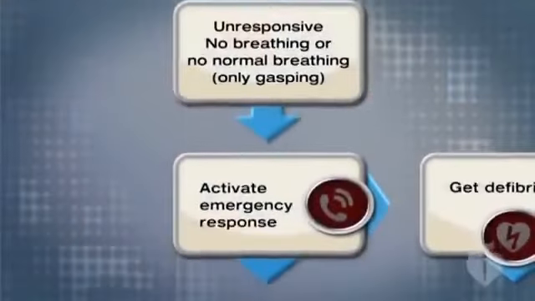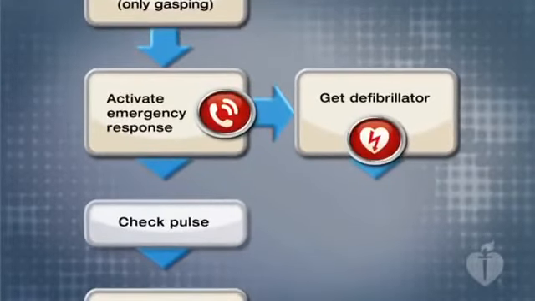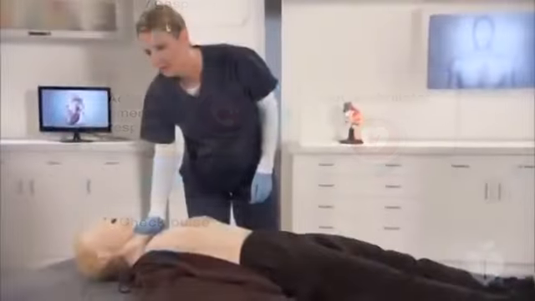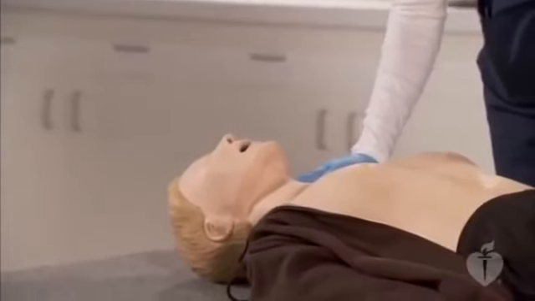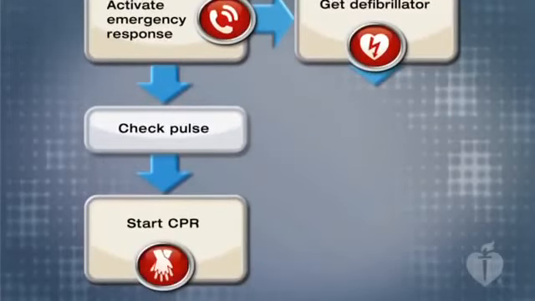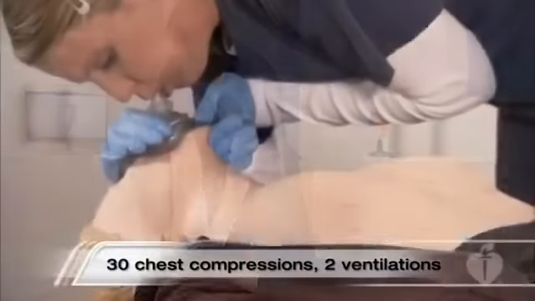If the patient is unresponsive, then move to Step 2. Activate the emergency response system and get an AED. Step 3, circulation. Check the carotid pulse. Do not spend more than 10 seconds checking for a pulse. If you cannot feel a pulse within 10 seconds, start CPR. Immediately give cycles of 30 chest compressions followed by 2 ventilations.